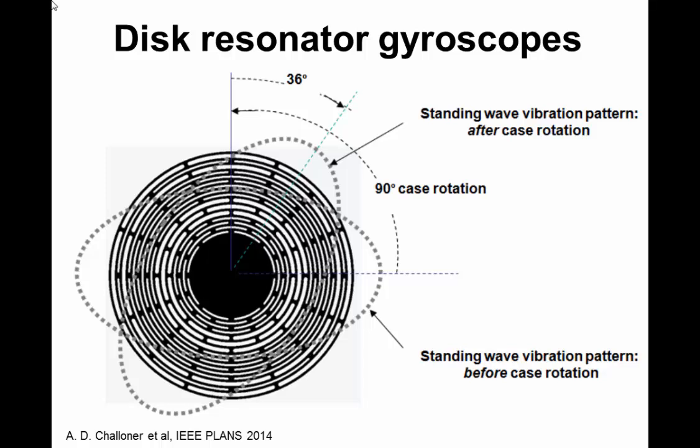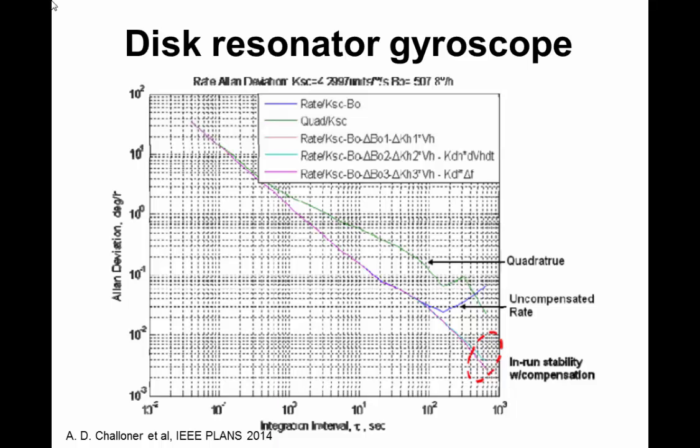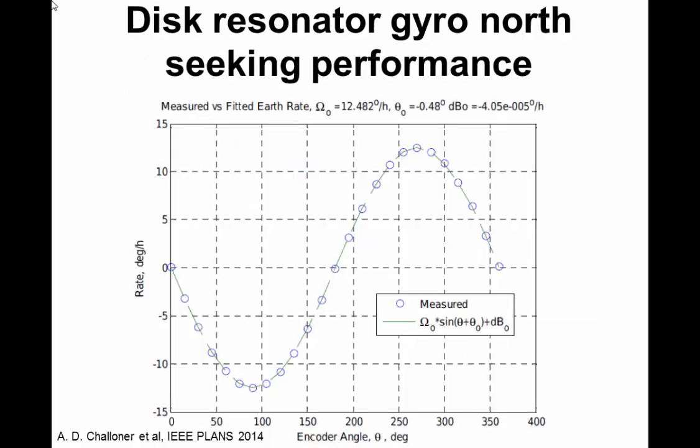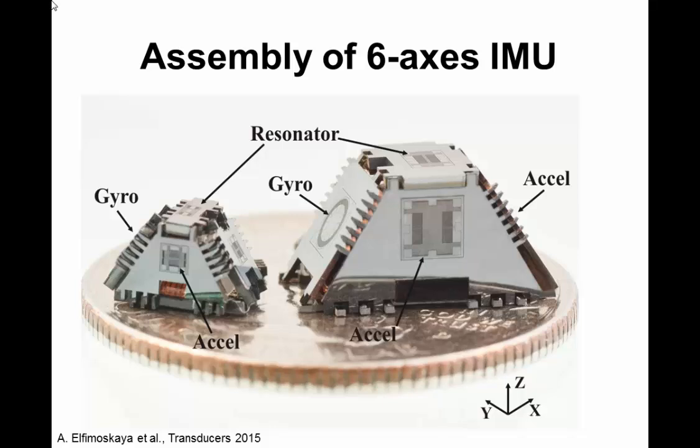And you can either operate these in a rate mode or a whole angle mode. And these results, reported at the IEEE PLANS Conference, demonstrate performance that is now touching navigation grade when calibrated and compensated. So again, these also could be used as north-seeking gyros with fairly good performance in terms of measurement of true north. Okay, so those are some examples showing that there is now evolution in performance on the various metrics of interest.